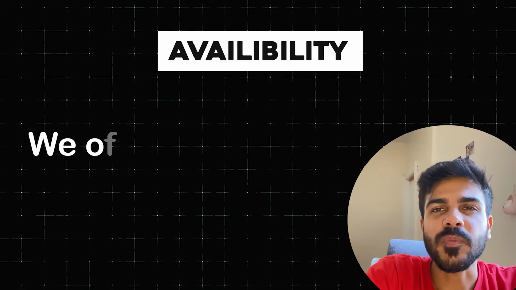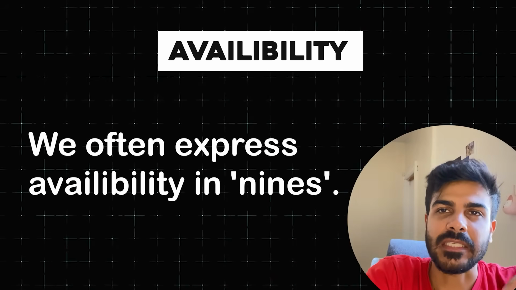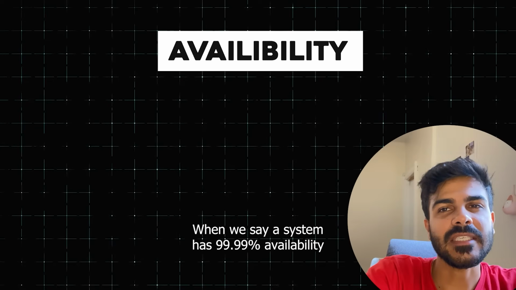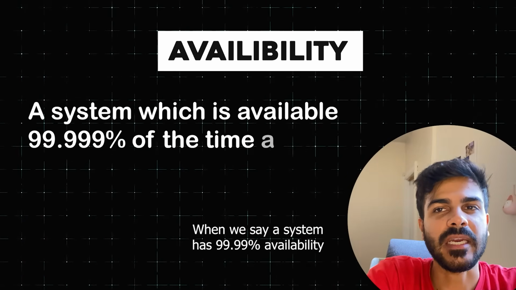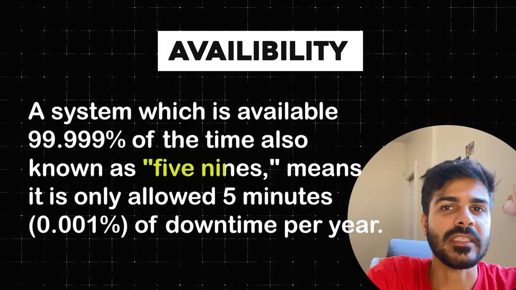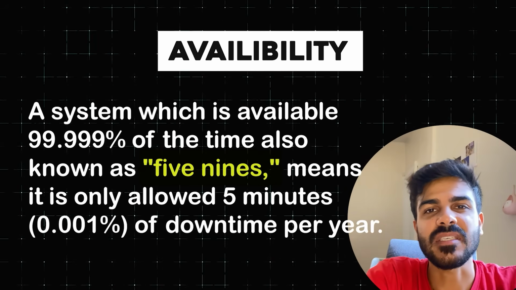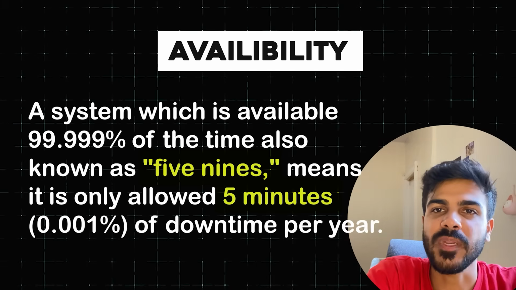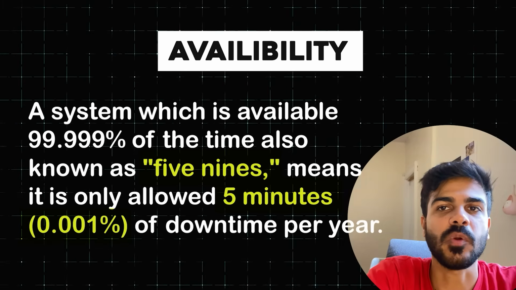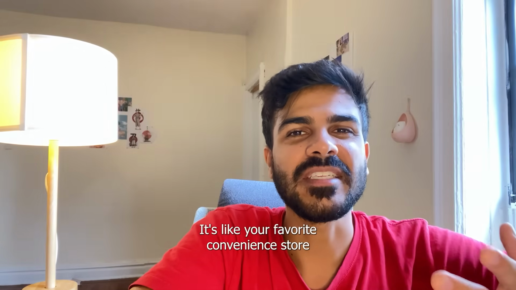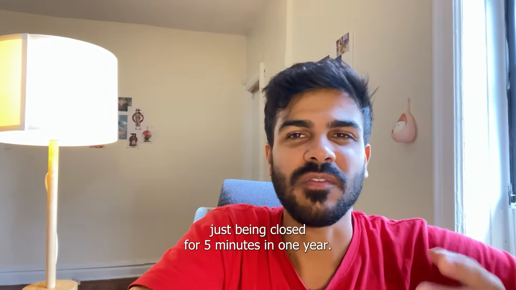We often express availability in nines. What is nines? I'll give you an example. When we say a system has 99.999% availability, also known as 5 nines, it means the system is allowed only 5 minutes of downtime per year. 5 minutes or 0.001%. That's incredibly available. It's like your favorite convenience store just being closed for 5 minutes in one day.